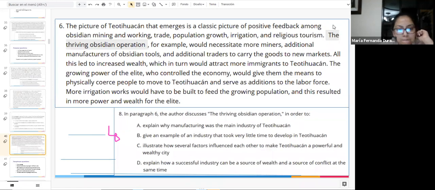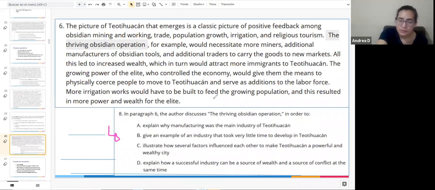Okay. Asking for the purpose of something they mentioned, why the author discusses the thriving obsidian operation. So what we'll do now is I'll give you again 1 or 2 minutes to read this. So please read the paragraph or try to find the answer, okay? If you necessarily have to read the entire thing, but try to think of what the answer is.